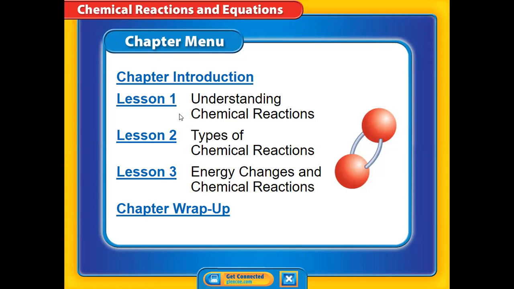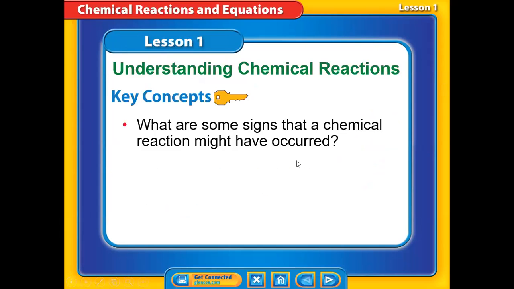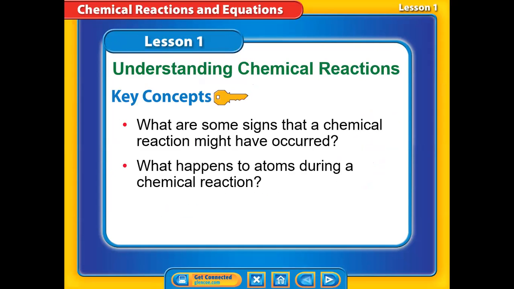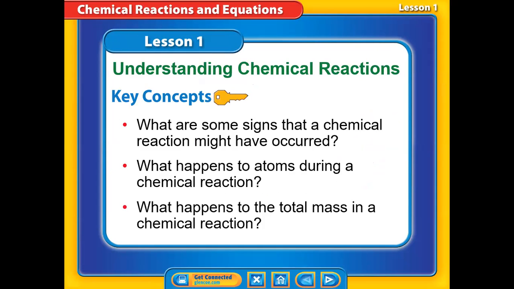What is a chemical reaction? So here, that's the first lesson. Let's check here what we need to know by the end of this lesson. By the end of this lesson, we should be able to answer the following questions. What are some signs that a chemical reaction might have occurred? What happens to atoms during a chemical reaction? And what happens to the total mass in a chemical reaction? So the three questions represent the three basics of chemical reaction.